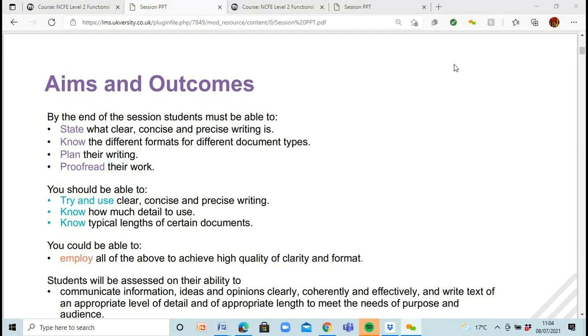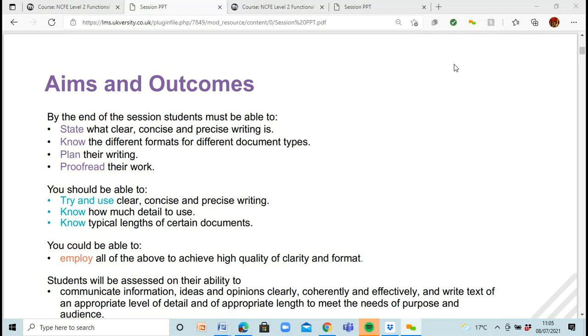So you should also be able to try and use clear, concise, and precise writing. So we covered this in a previous lesson. Know how much detail to use, and also be able to figure out what sort of length you should be writing certain documents down to. So how long should an instruction be? How long should an article be? How long should a letter be, and so on.